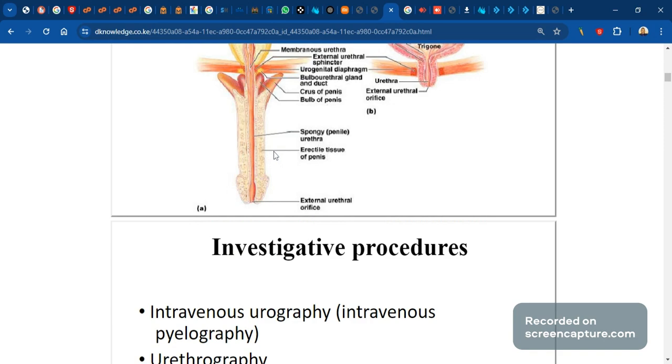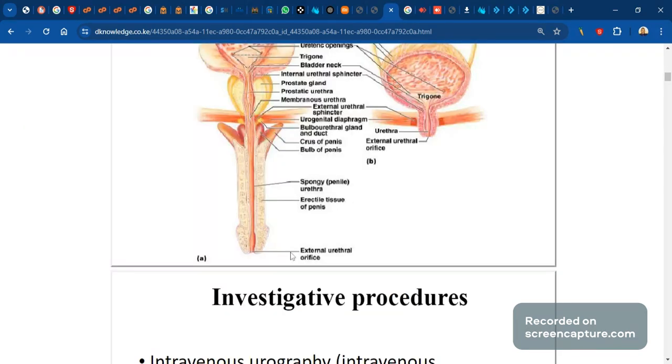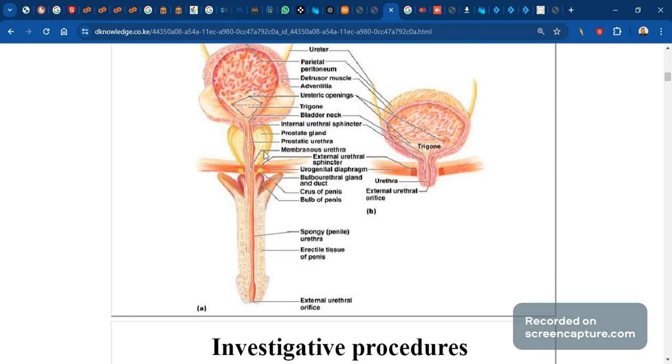You see, the urethra is actually divided into three in males. We have the membranous urethra, okay? We have the spongy urethra, okay? And there's another one somewhere at the base here, but it's not included. Go and check the third one.